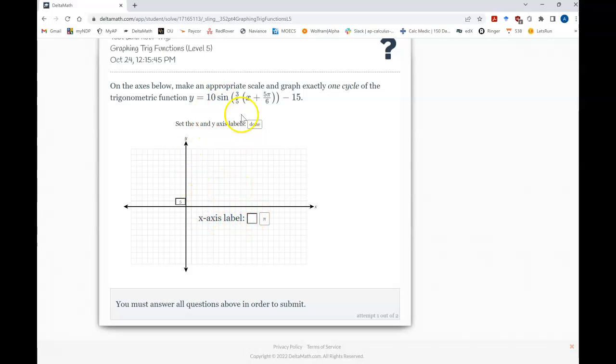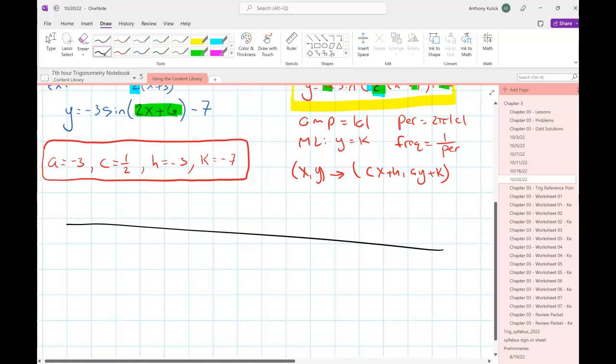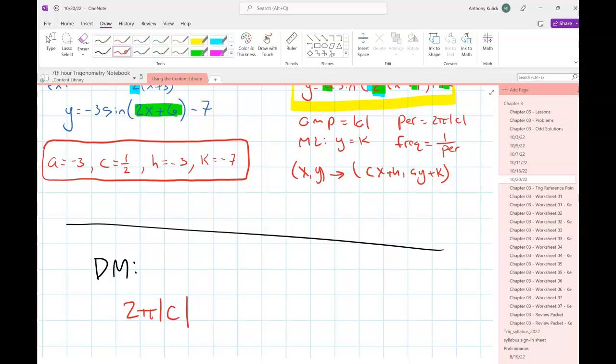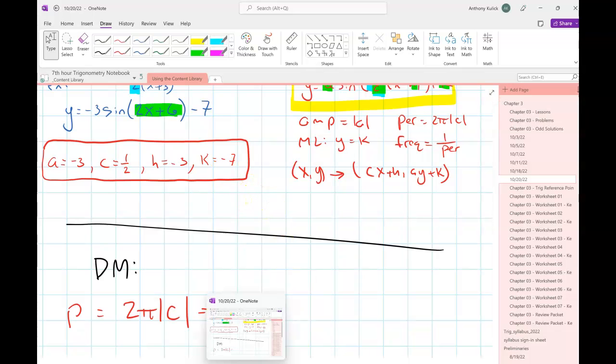To get the x-axis label, I'm going to calculate the period. Remember, the period is 2 pi times c. No, I just wanted, people asked about Delta Math. I wanted to run through how to do this.